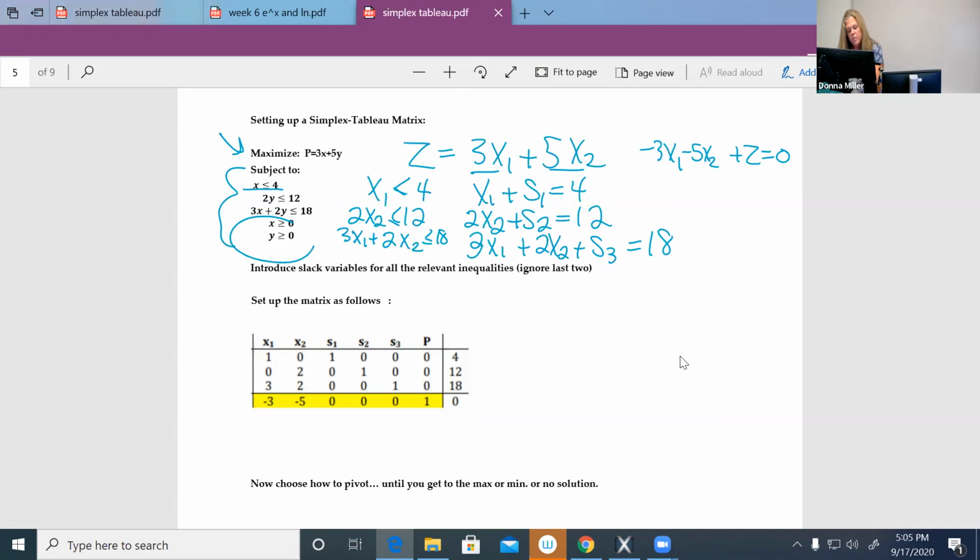If you ever see these in a problem, don't use those as inequalities because x and y are automatically positive. You can't sell a negative number of items, right? So if they're there, ignore them, okay? Because they're unnecessary.